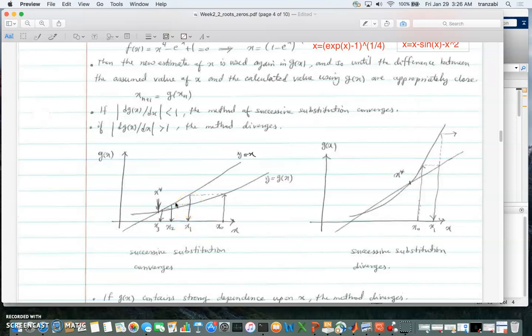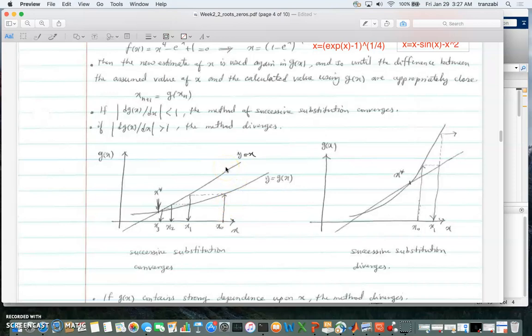From this point on, I repeat the cycle. That means I go left again until I hit y equals x, then I go down to sit on the curve for x2. Again, from this point on, we go left and then down to find x3. Again, left, down, left, down, left, down, until we get close enough to the root of f of x equals 0, or the intersection of x and g of x. So this pictorially shows that the method is converging.